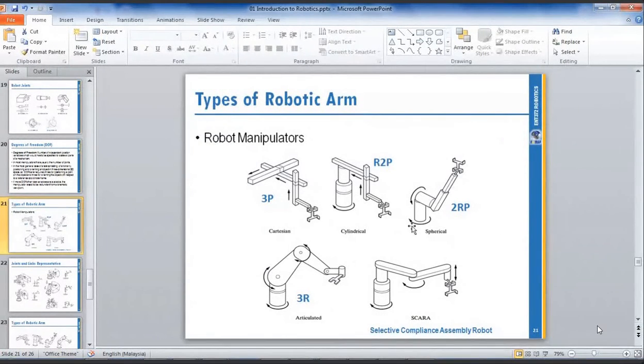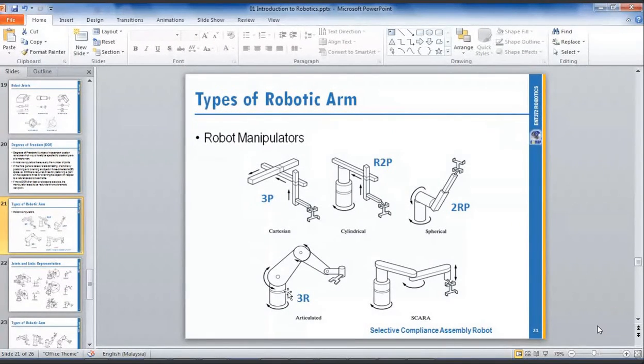Okay, this is a spherical robot. That means 2 revolute, 1 prismatic. So this is revolute, 1 prismatic, linear. So you can extend and retract. This arm can extend and retract. This part is the end tool, maybe a gripper.